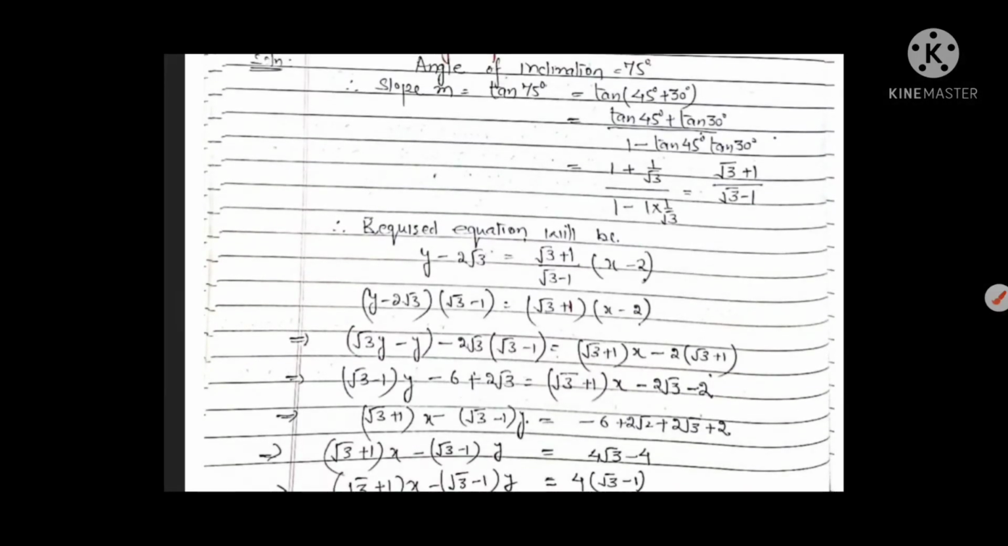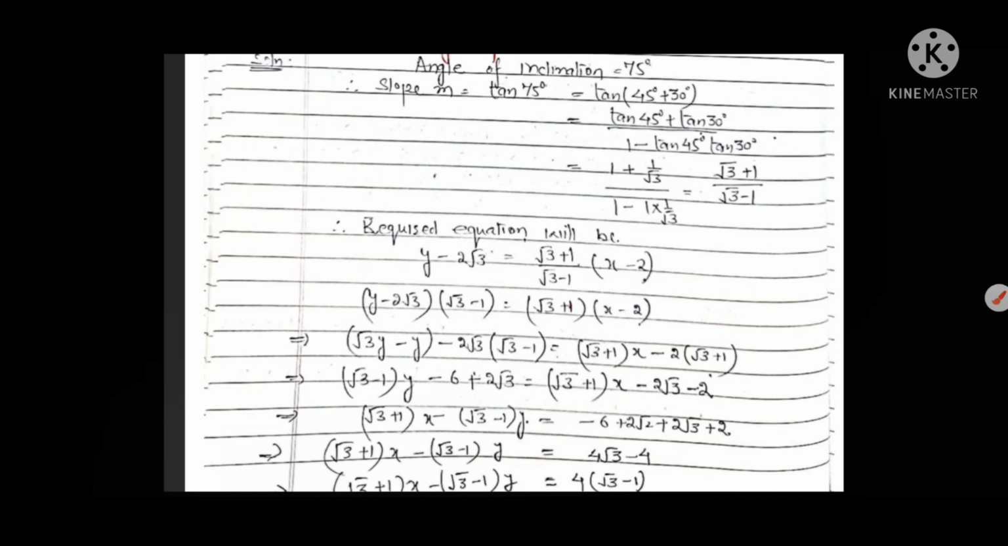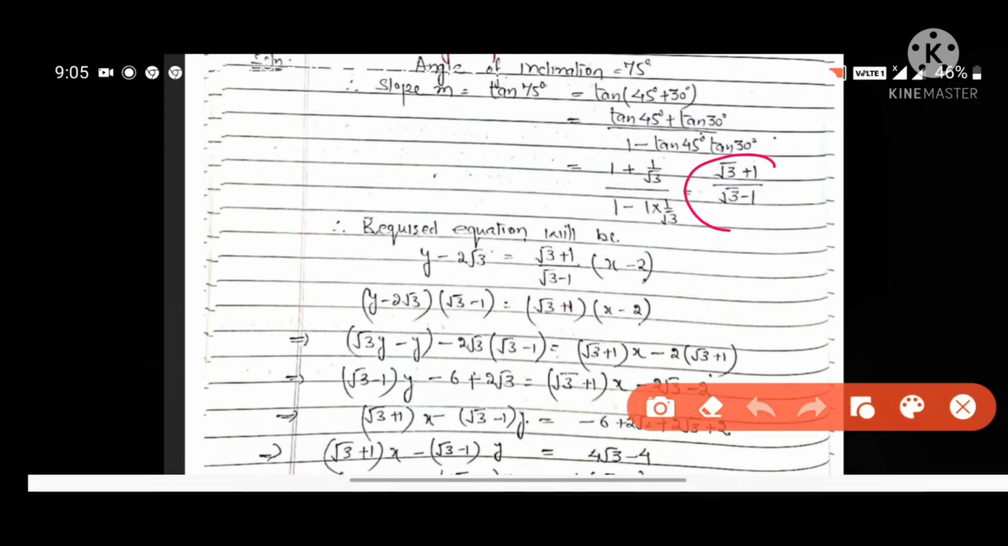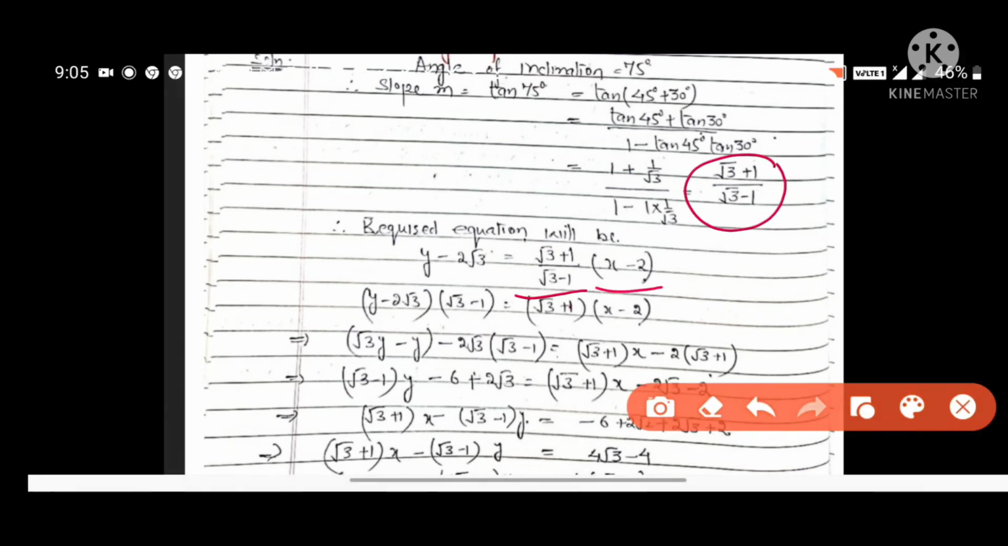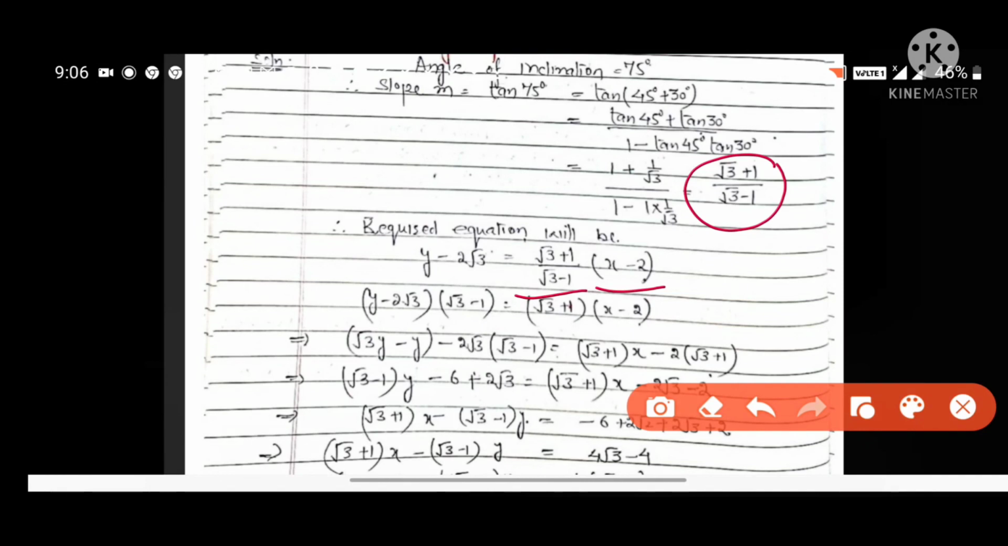And the required equation is y minus 2√3, that is y minus y1, because one point is given, is equal to m times x minus x1, and by solving this we get the desired equation.